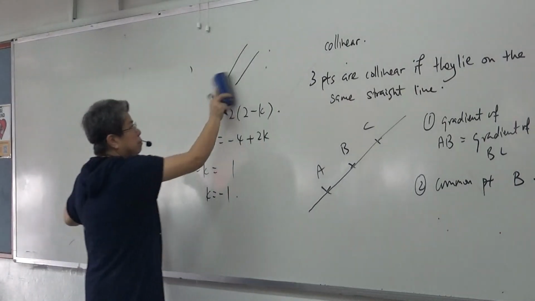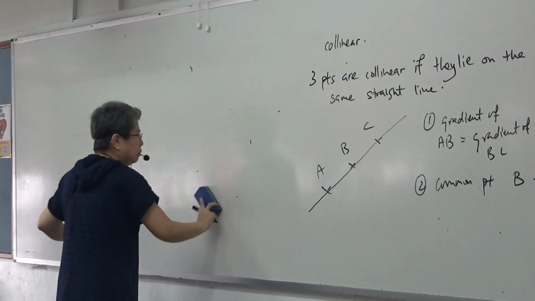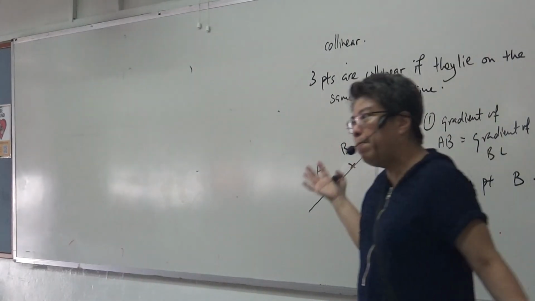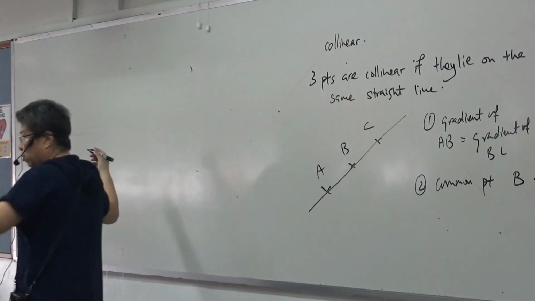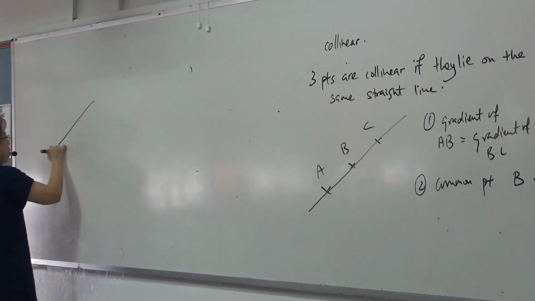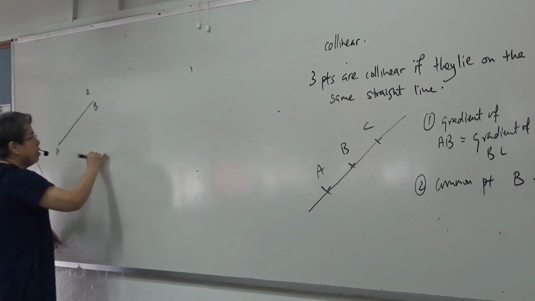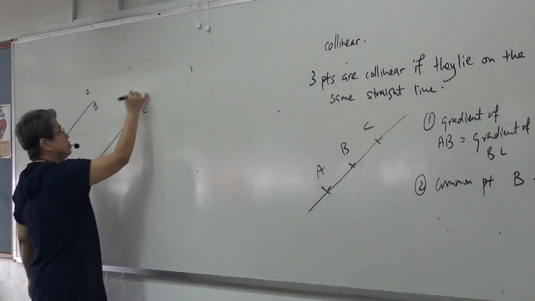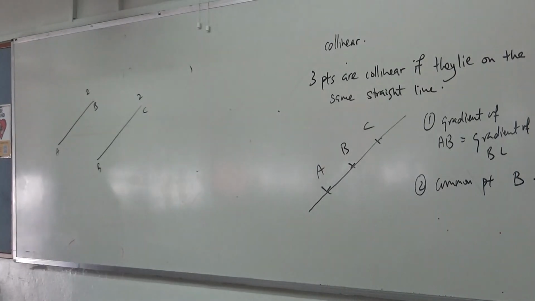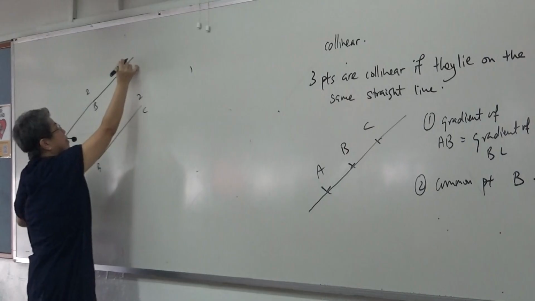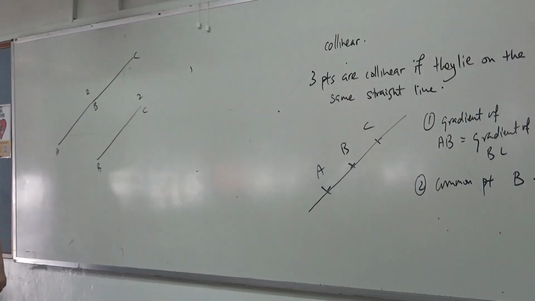Okay, 3 points are ABC. Now, if I prove gradient of AB is, let's say, 2. Okay, all of you look up. Gradient of AB is, let's say, 2. Then gradient of BC is, let's say, also 2. That means already parallel, right? But because there's a common point B, I can just continue drawing, right? Then they are collinear, correct?